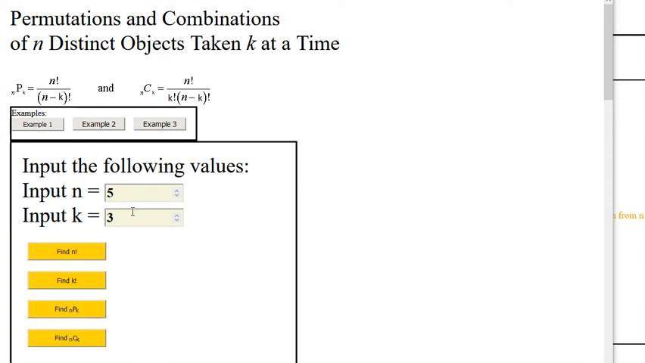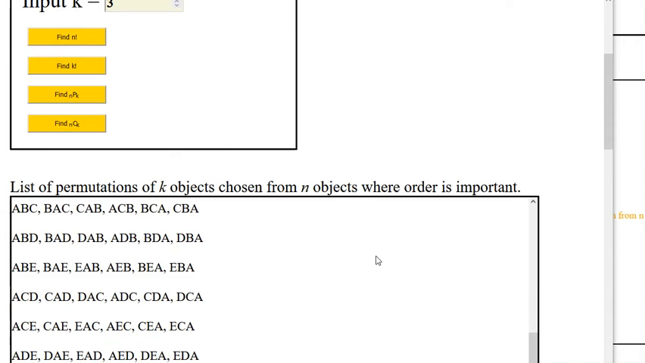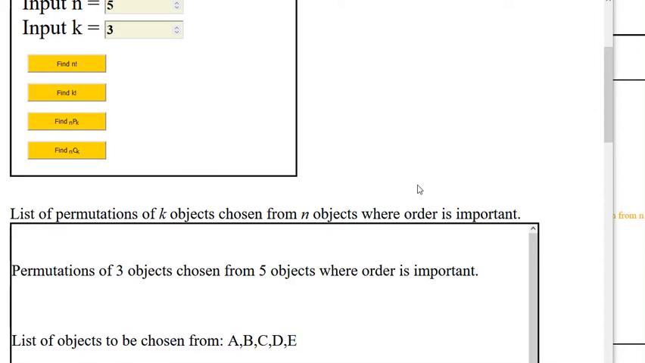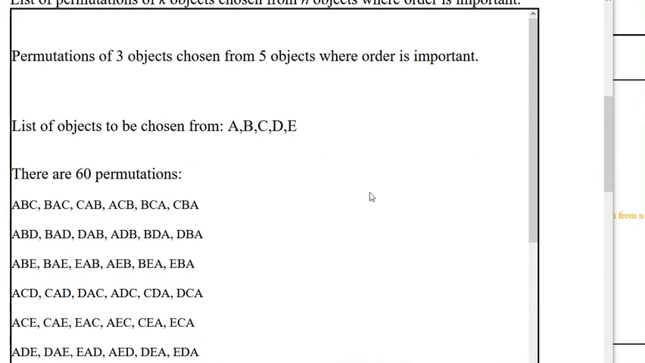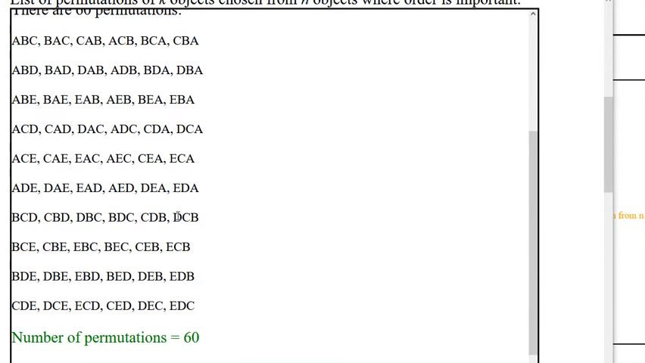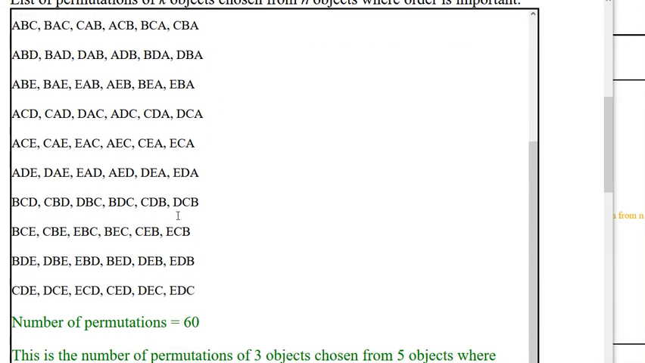Here we have 5 objects and we want to choose 3 objects at a time, and we want to know how many permutations and how many combinations there are. So here are the 5 objects, A, B, C, D, E, and we want to choose 3 at a time. Then we would get arrangements like ABC, BAC, CAB, and so on. And so there are a total of 60 permutations.